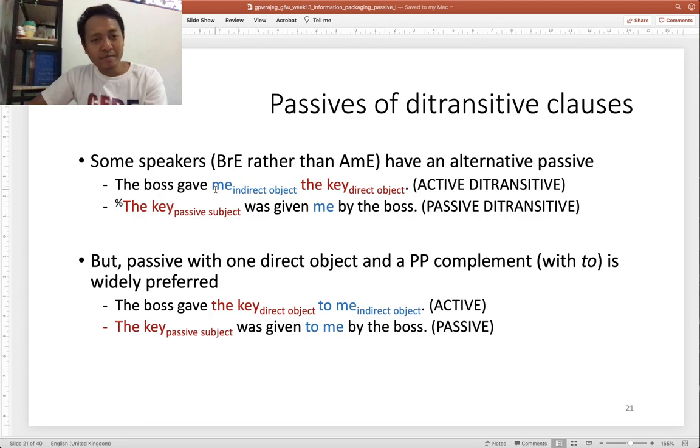However, this is not that preferred, less frequent compared to the passive with the direct object, or the structure with a direct object and a prepositional complement with to. So you have another version of this ditransitive: the boss gave the key to me. So that's the structure with a prepositional complement. And the passive is the same as in here, but with two prepositions: the key was given to me by the boss. So this is the more preferable passive, where the passive subject is the direct object. Okay.